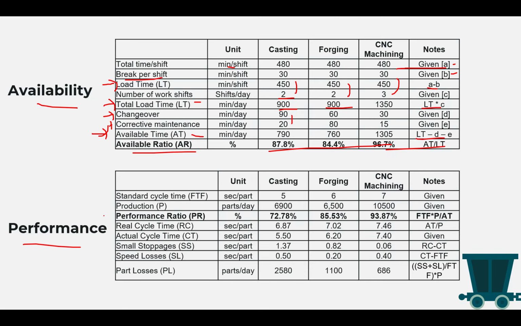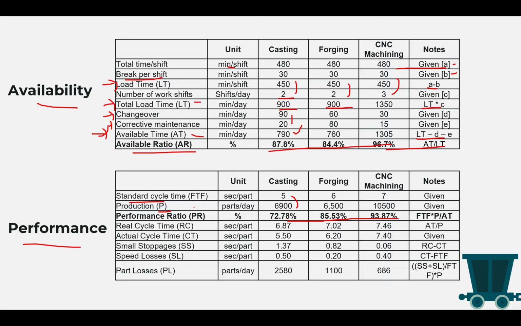And then for performance, basically this one is standard cycle time, or FTF. This one is given. Production is also given. And then we can calculate the performance rating. Basically, multiply the FTF by F, and then divide by availability time. We've got this one.